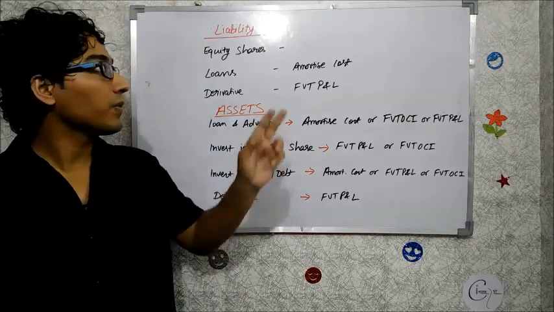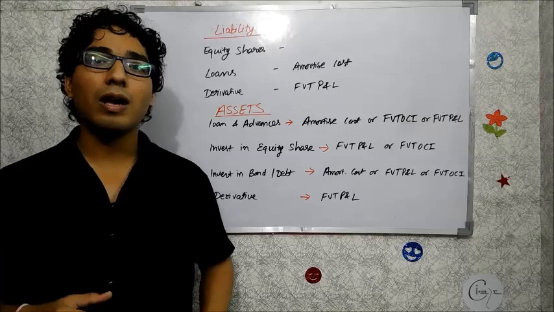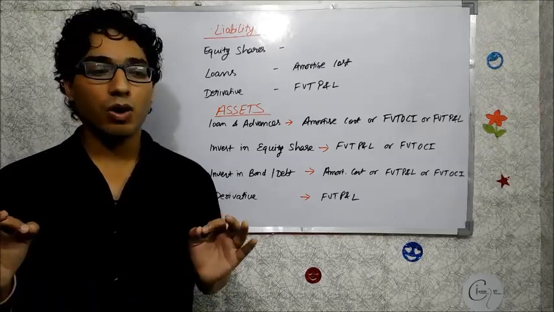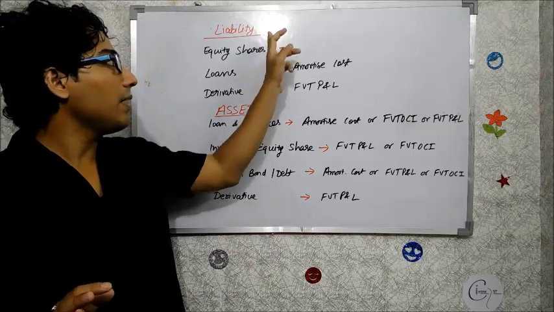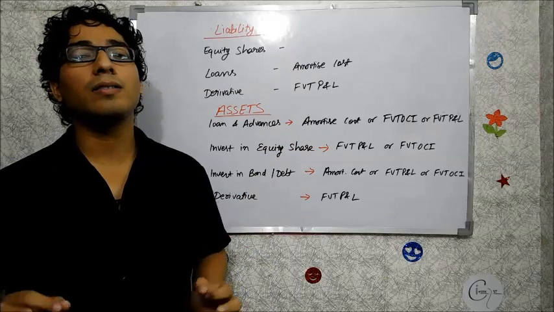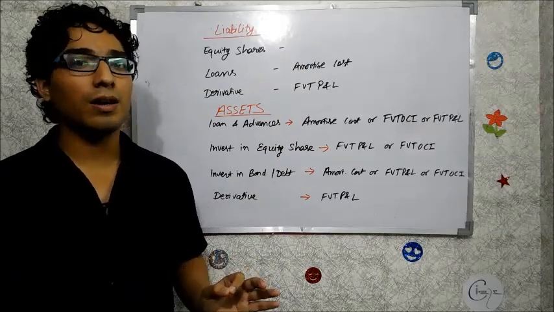So here's the list of liabilities and assets. Here's your balance sheet, and I am going to tell you how to classify your financial assets or liabilities in your balance sheet. First, on the liability side there is the equity share. Remember that equity share is not a financial instrument, so therefore the classification will also be not applicable.